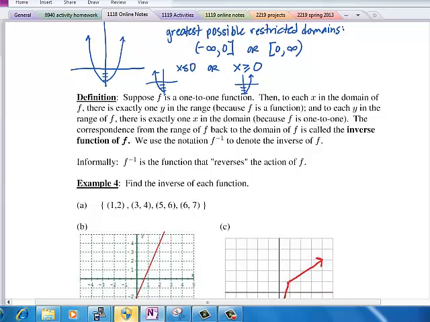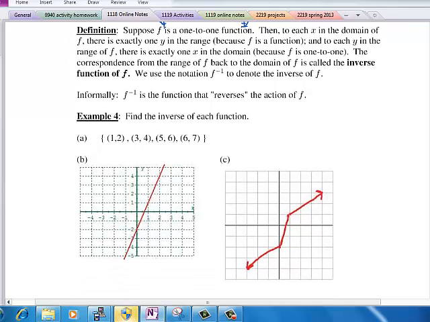And now we'll be able to talk about this idea of an inverse function. So here's the definition. It says, suppose that f is a one-to-one function. Then to each x in the domain of f, there is exactly one y in the range, because f is a function. And to each y in the range, there is exactly one x in the domain, because f is one-to-one. So we've got one x paired with one y paired with one x.